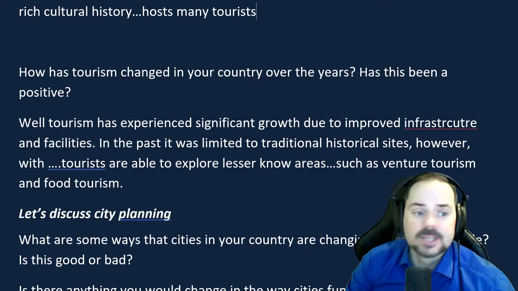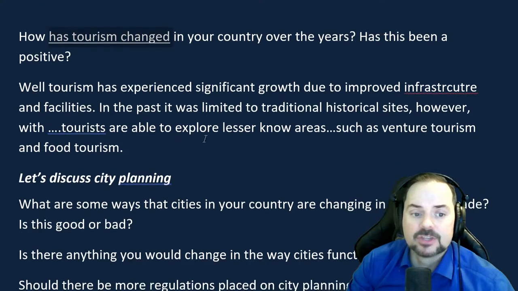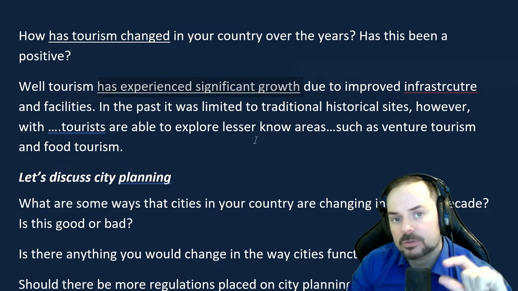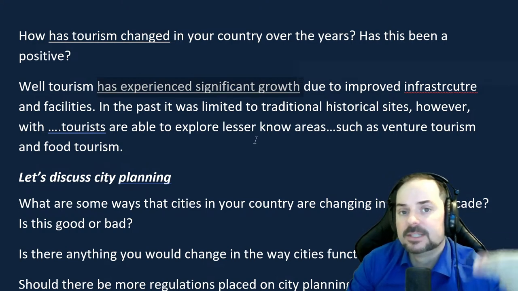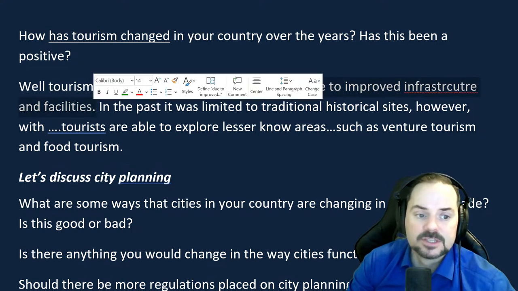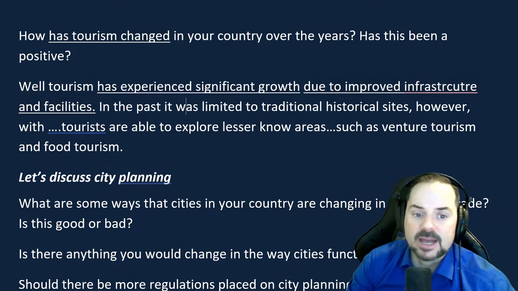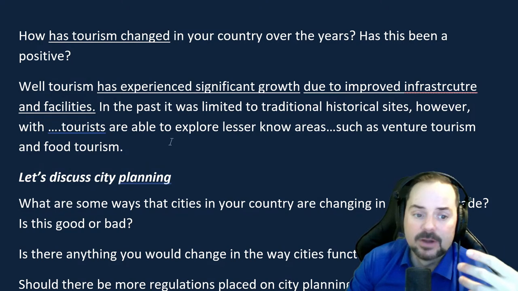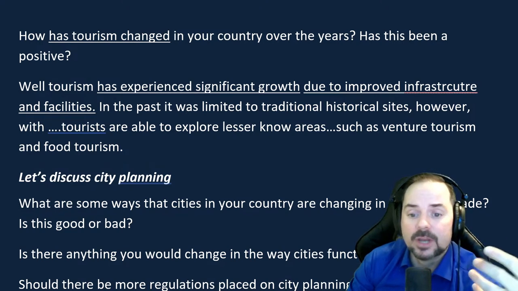Okay, same thing. Next question. Present perfect. Tourism changed. Your answer reflected present perfect. You said has experienced significant growth. So not only are you using present perfect, but you're giving good detailed information, right? And then again, complex sentence, due to improved infrastructure and facilities. And then you said, in the past, it was limited to more traditional sites, like visiting the Colosseum. However, now tourists explore lesser known areas such as adventure tourism and food tourism.